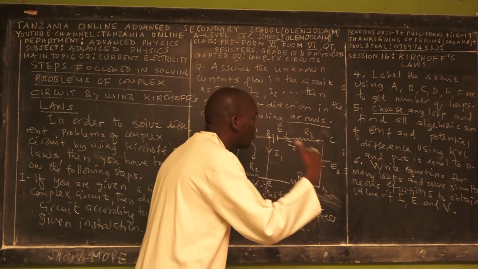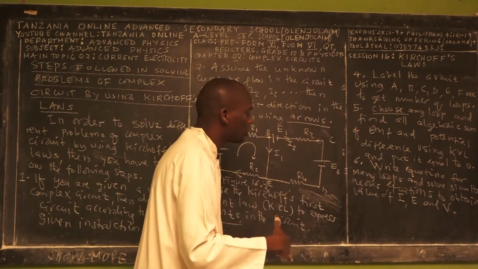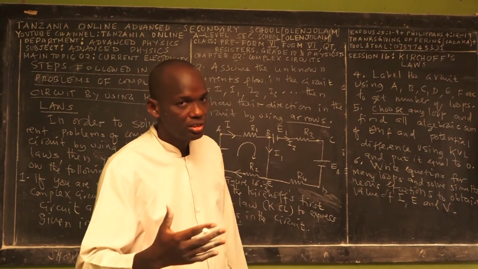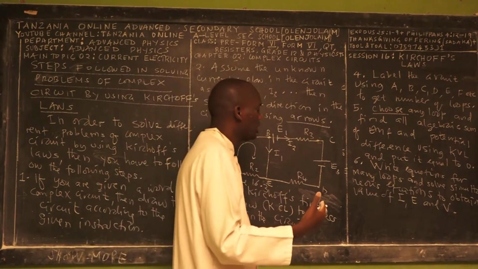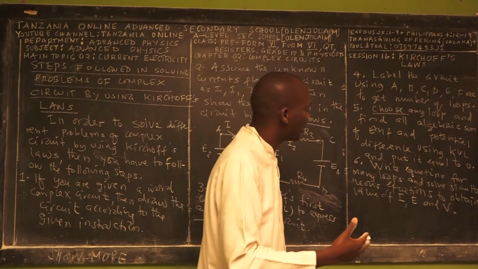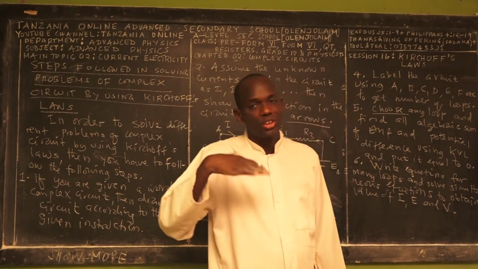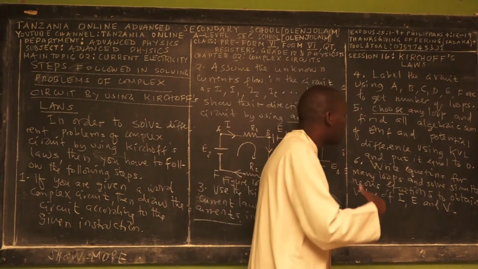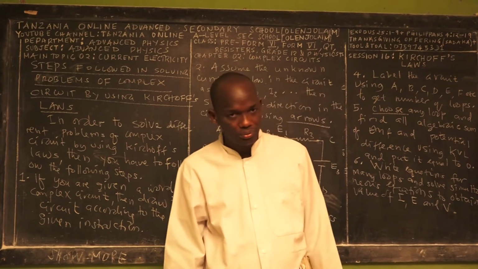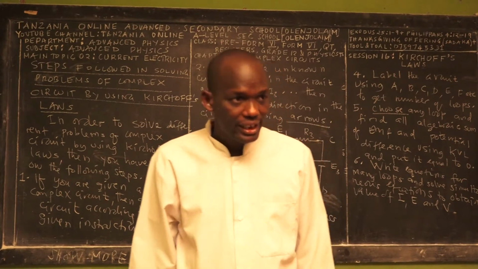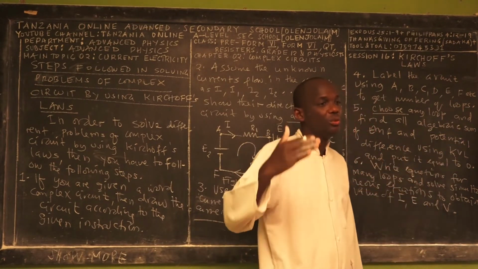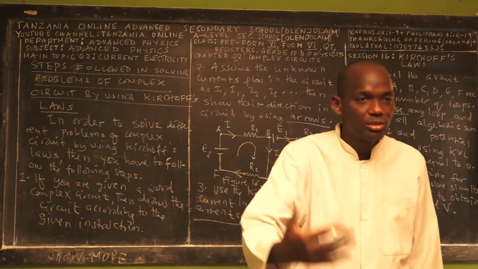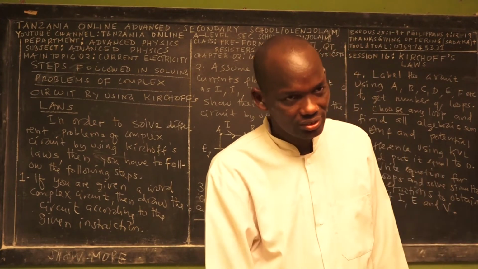After solving those simultaneous equations, what are we targeting? What is our aim? In those simultaneous equations, we'll be getting values of currents, or values of electromotive force, or values of potential drop. Are we together? And then after finding these values, we go back to the questions and check which value we have been asked to find.